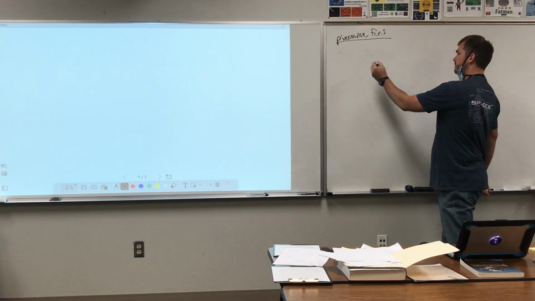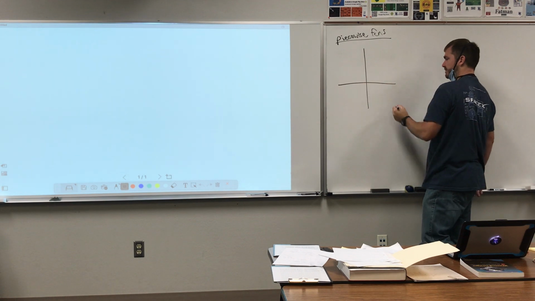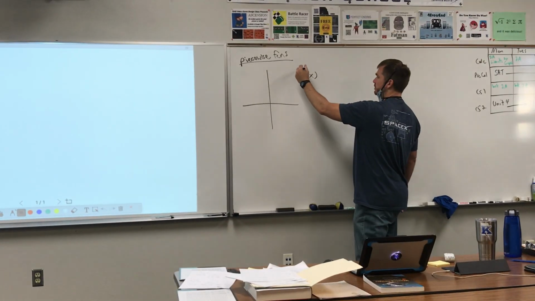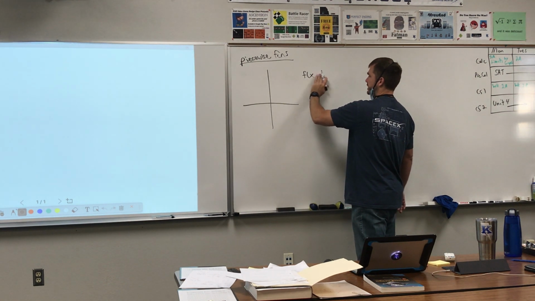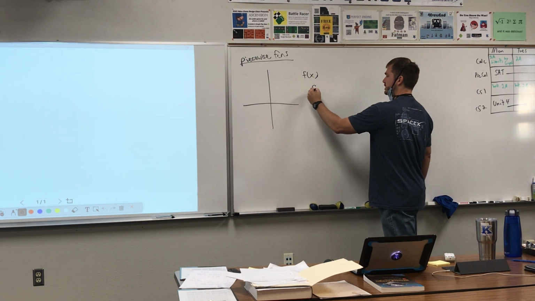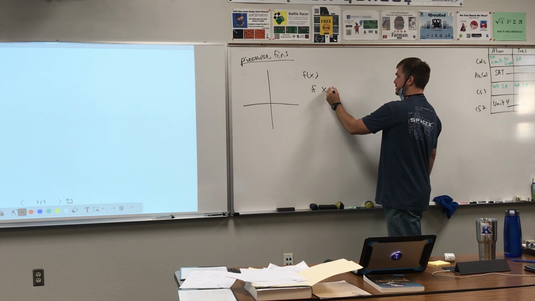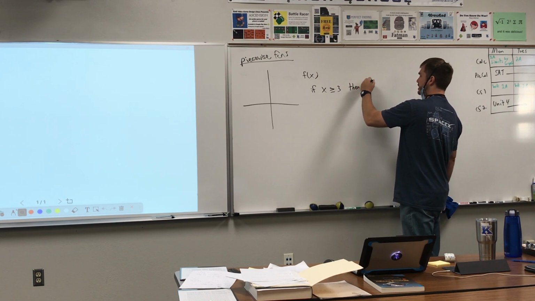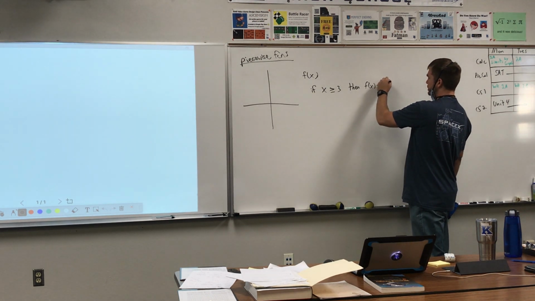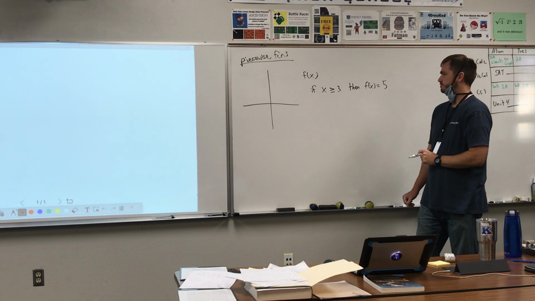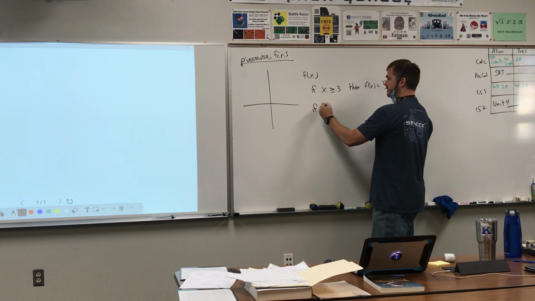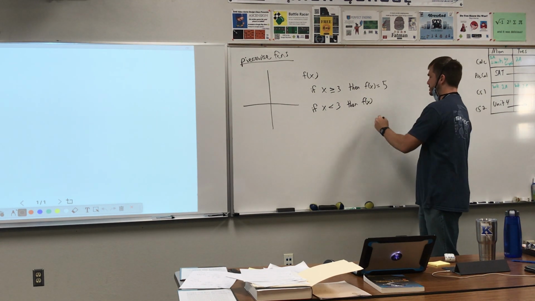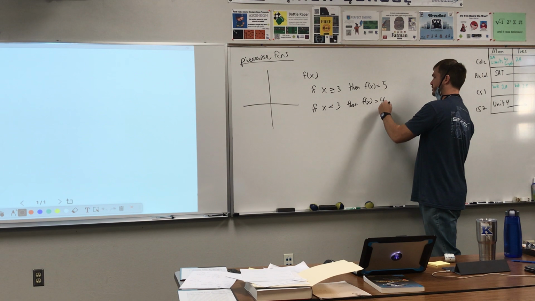Okay, so I'm going to show a graph here. And we'll say, I'll write it in a weird way for f of x. So here's the f of x definition. If the x value is greater than or equal to 3, then f of x equals 5. If x is less than 3, then f of x equals 4.